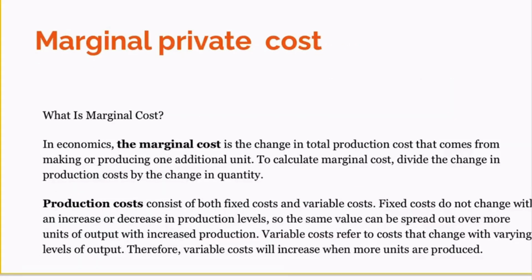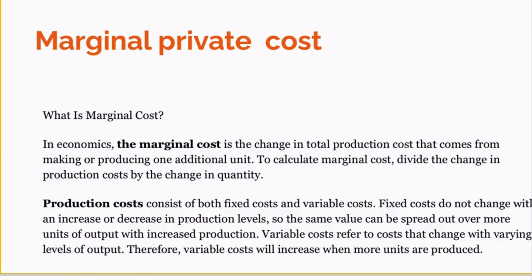Hi everybody. In this video, we will be looking into the concept of marginal costing. What is marginal cost in economics? The marginal cost is the change in the production cost which would come from producing an additional unit. Now we need to understand this very carefully. What we are saying is it is the change in the production cost, and that change comes from producing an additional unit. So there are two things: the production cost and the cost of producing an additional unit.